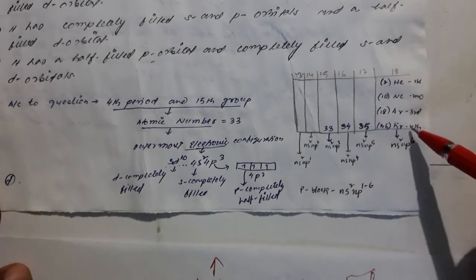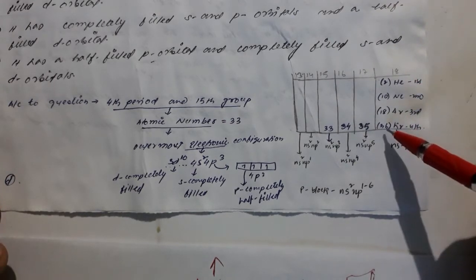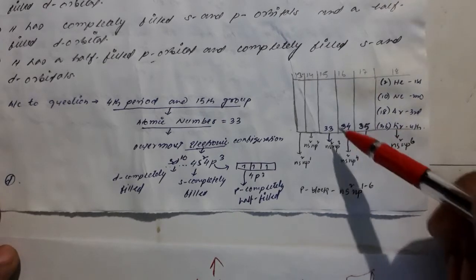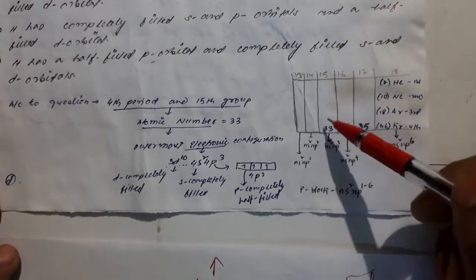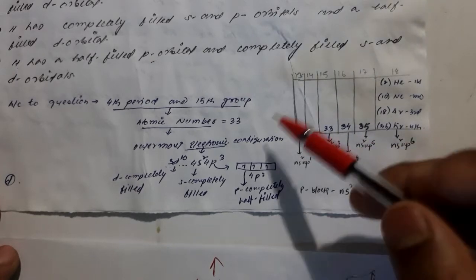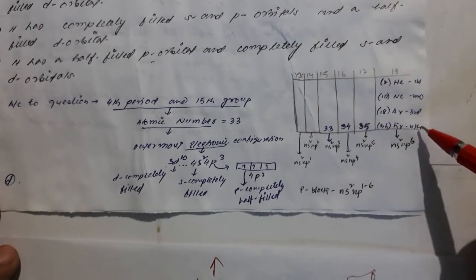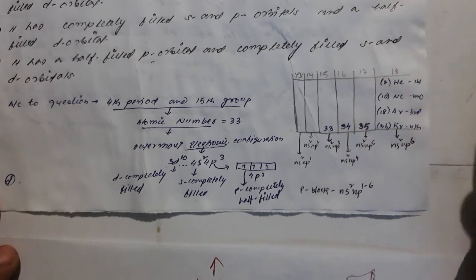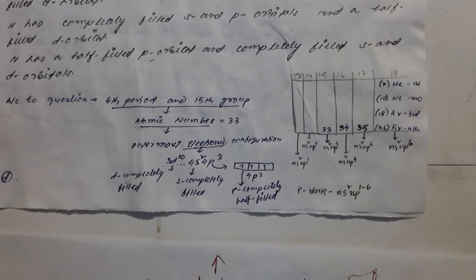If it is 36 in group 18, then in 17 it is 35, in 16 it is 34, in 15 it is 33. So if it is 33, then it is np3, and that is in the fourth period. So 4s2 4p3. So this is how we find it out. Okay, so you just have a look at the solution.